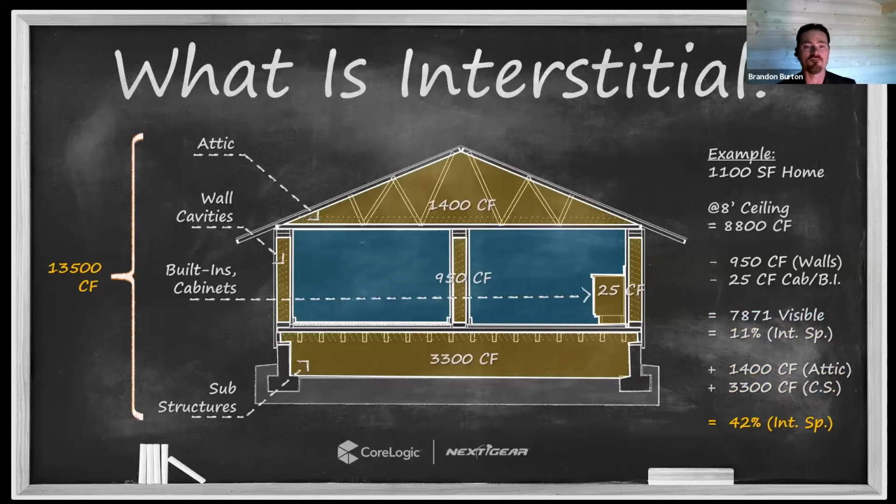And if you consider that only 7,800 cubic feet of that was visible interior space, that means 42% of the total structure is interstitial. 42%. Now, we don't deal with attics a lot, but we do occasionally, depending on where the water comes from. And if you're in a region where we're dealing with a lot of crawl spaces, then that 3,300 cubic feet is probably going to affect you quite a bit.